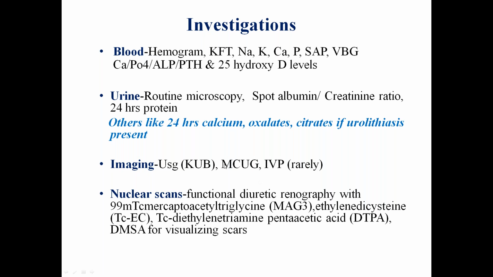Micturating cystourethrogram, I'll be showing you some of these pictures where some of these patients are having these underlying abnormalities. MCUG would help you in detecting the lower tract abnormalities like posterior urethral valve, or bladder, obstructive uropathy, etc. Intravenous pyelogram is rarely done in today's era. Most of the IVPs have now been replaced by nuclear scans like your DTPA scan, which is a functional scan and which can tell you the functionality of the kidney.